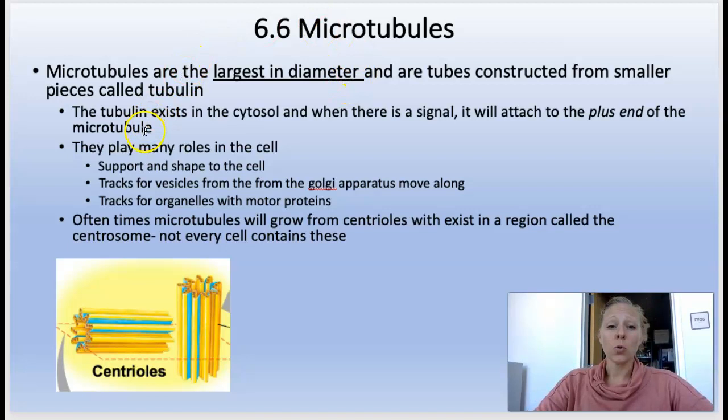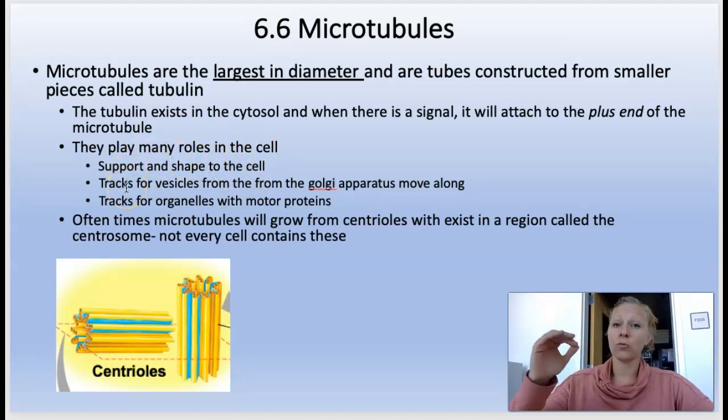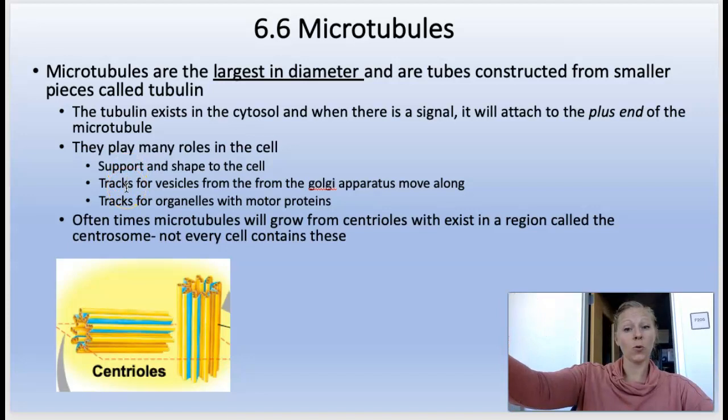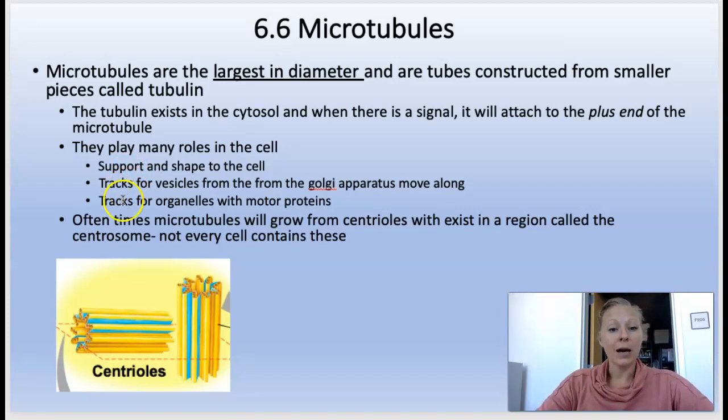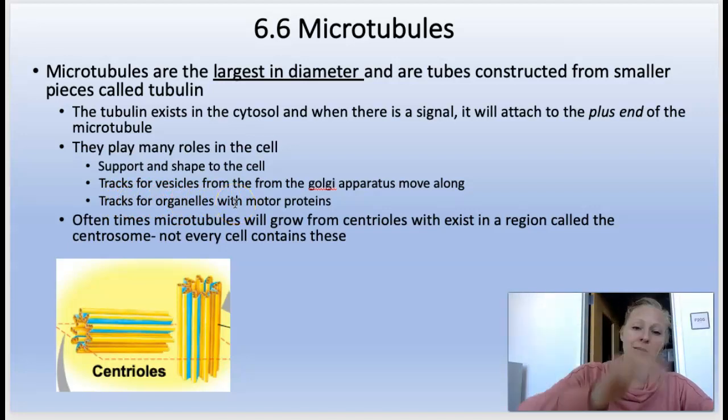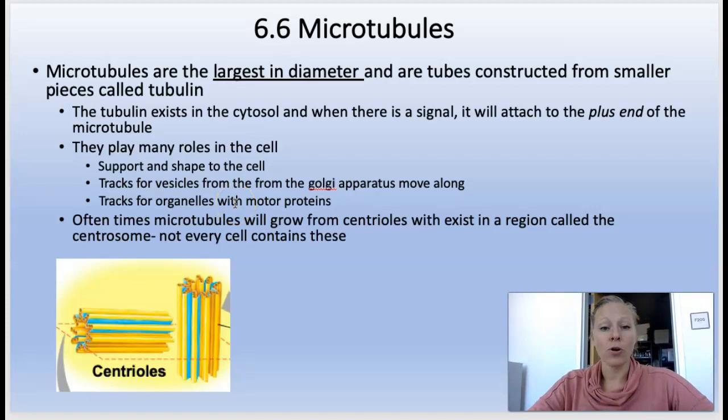So they play many roles. Microtubules play many roles. They support the shape of the cell. They're going to be a track for vesicles to move to and through the Golgi apparatus, and also tracks for organelles with motor proteins. So they actually walk across these tracks, allowing for movement of different things within the cell.